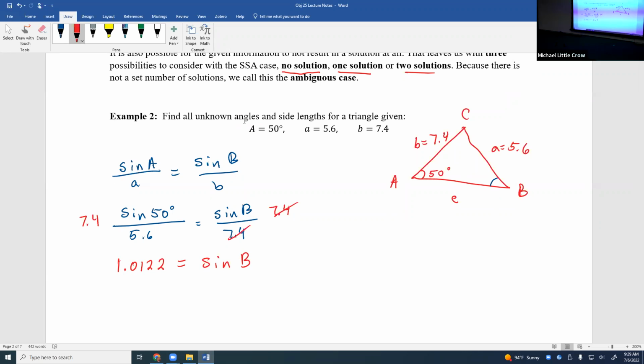We'll go ahead, if you don't, we'll move forward. But think about how big could sine be? What's the biggest sine of any angle can be, thinking of your unit circle? 1. That number is bigger than 1. So when we go to take the inverse sine, we should get something that's undefined. Hopefully we see that. I'm taking the inverse sine of both sides. So that's going to give me that angle B is equal to whatever that is.